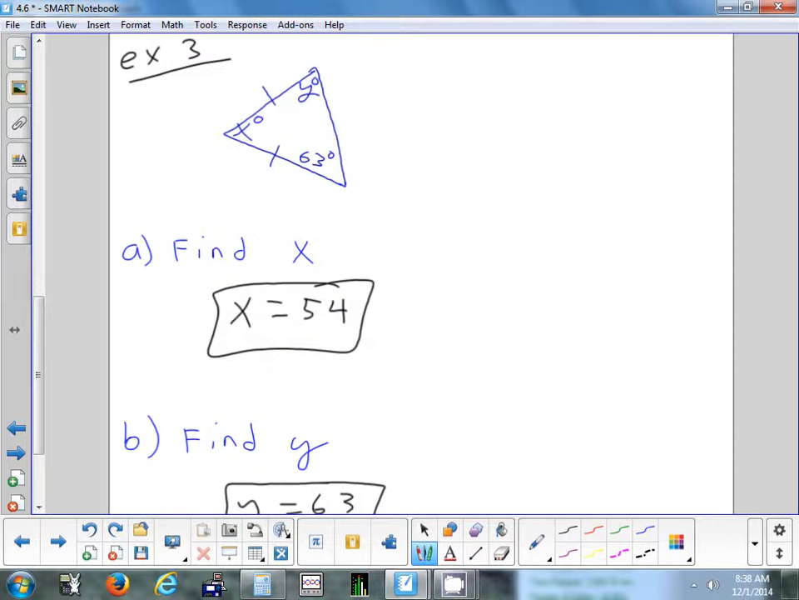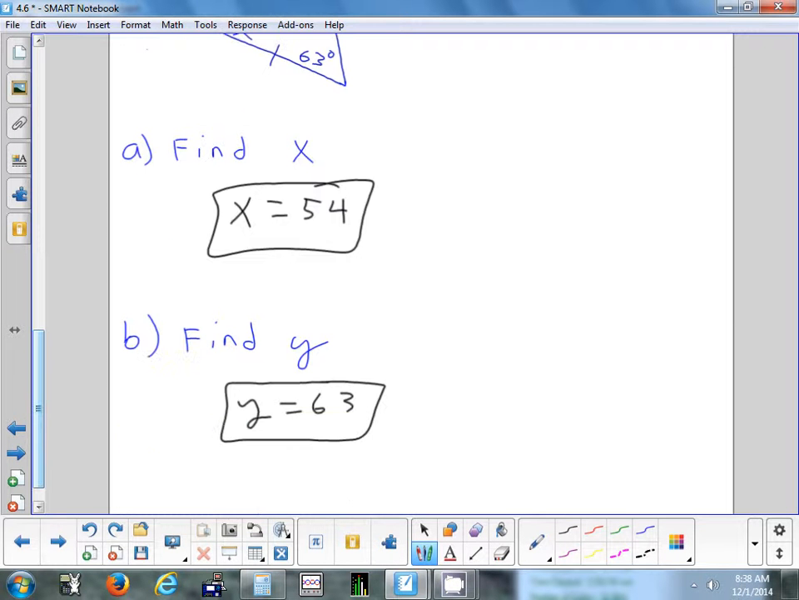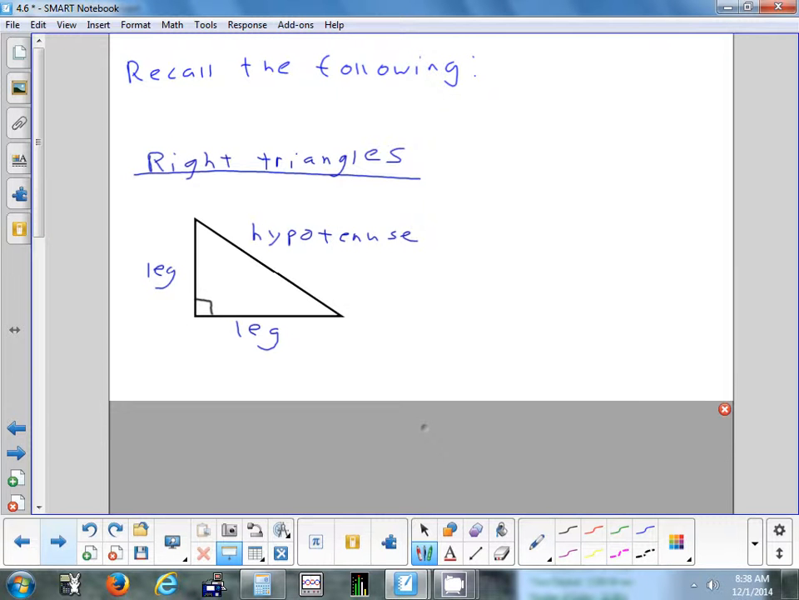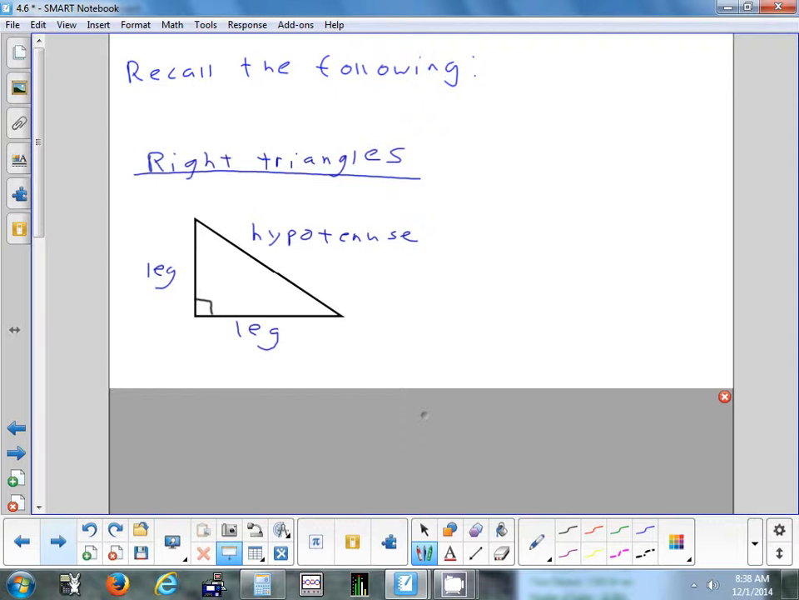Okay, so again, this section will be a mixture of some calculations and some proofs. A little bit of both. Any questions on that? All right, so in the last part here, we're going to take a look specifically at theorems that have to do with right triangles.